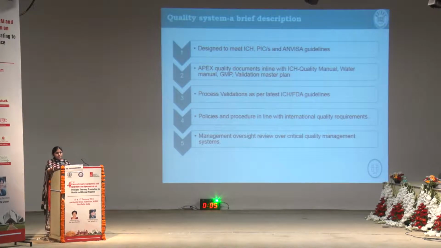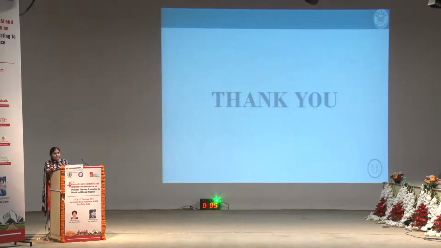These are the quality systems we have in Unique Biotech, designed to meet ICH, PIC/S and ANVISA guidelines, apex quality documents in line with the ICH quality manual, water manuals, we have GMP and validation master plans, and as per ICH and FDA guidelines, we have documentation with the process validation, and as per stability ICH guidelines, based on the stability of the product, shelf life of the product, we have different stability analysis also, and policies and procedures in line with international quality requirements, and management oversight review over critical quality management systems as part of Unique Biotech. Thank you.